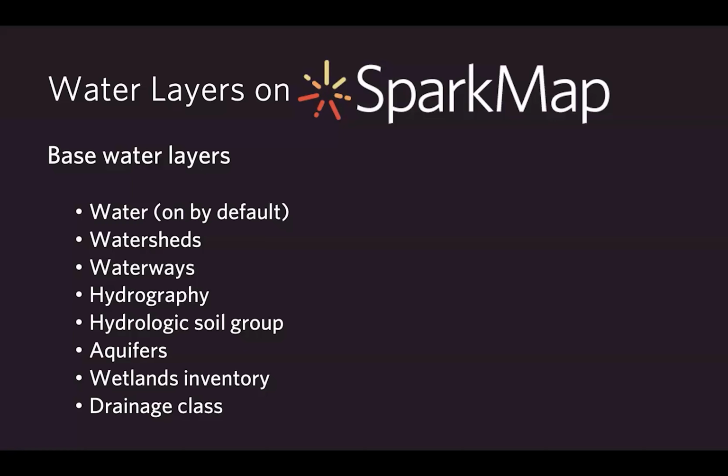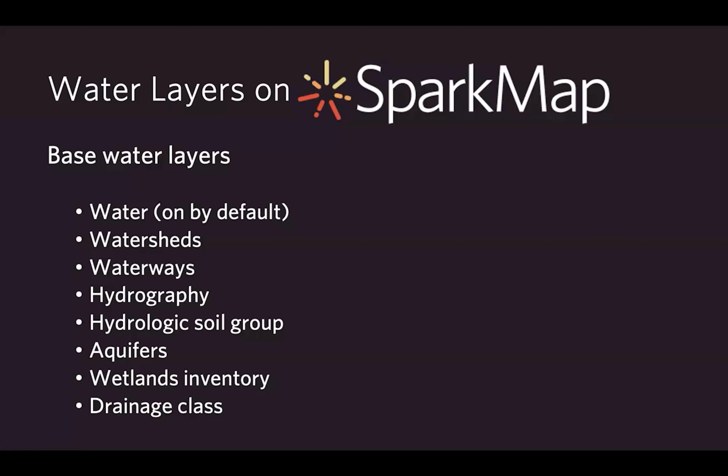You'll see here that we have some base water layers. So things like our water layer, which is on by default in our MapRoom, and that shows us oceans and rivers and those kinds of things. We have watersheds and waterways. We have, I'm messing that word up, hydrological soil groups, right? Aquifers, wetlands inventory, drainage class.